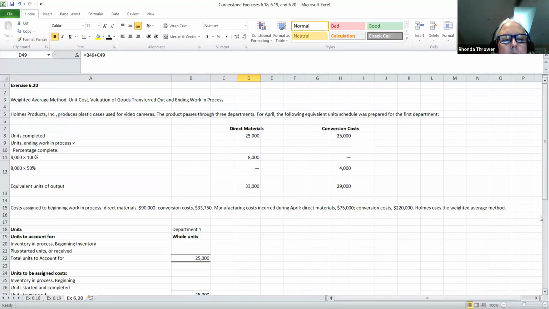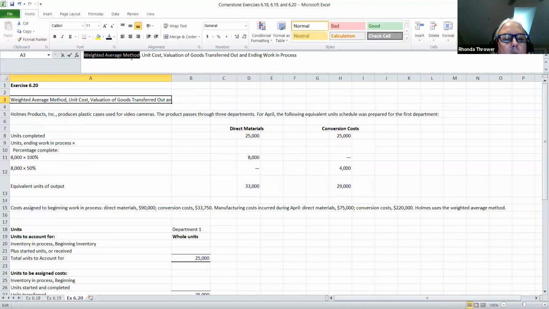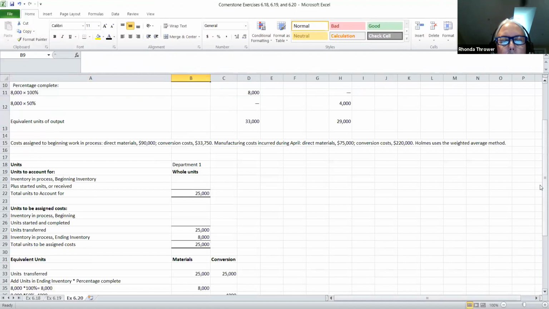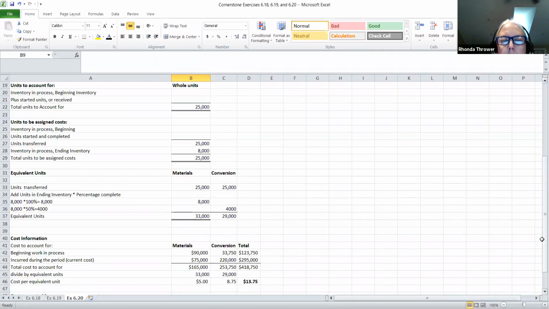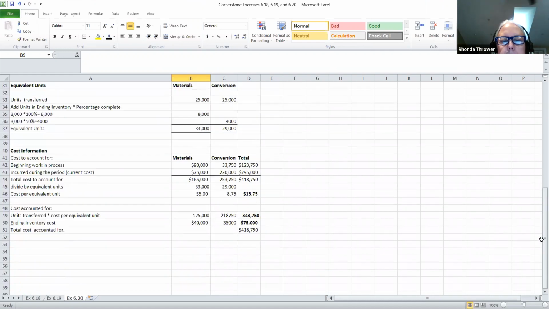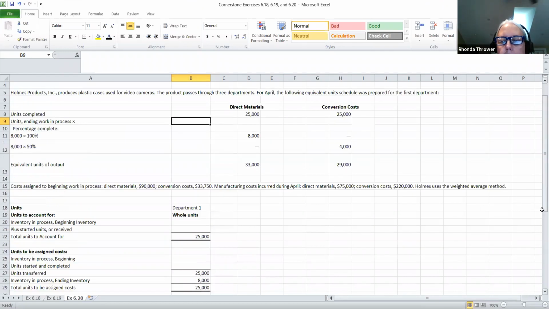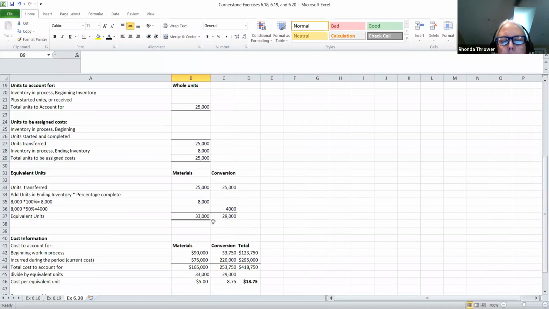In this problem, we are going to be using the weighted average method. So we'll make sure that you realize that we're using the weighted average method for this. So make sure you calculate the equivalent units using the weighted average method, and that would be the units transferred plus your ending inventory units. And so I've put all the calculations out that I could with this. I want to show you how they came up with this 33,000 and 29,000 for the equivalent units. So all of this is just really showing you how they came up with that.